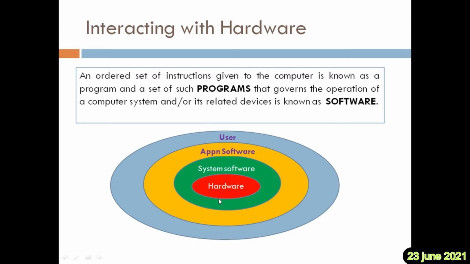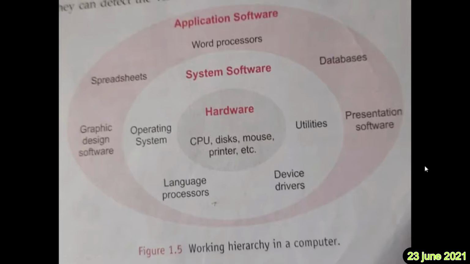Just for example, this is your hardware and the user is here. To establish an interaction between the user and the hardware, certain software is required. That is what we call the system software, which is nearer to the hardware, and application software, which is nearer to the user. They act like intermediate agents between the user and the hardware. Getting the idea? It is also given in your book. You can see the same thing.